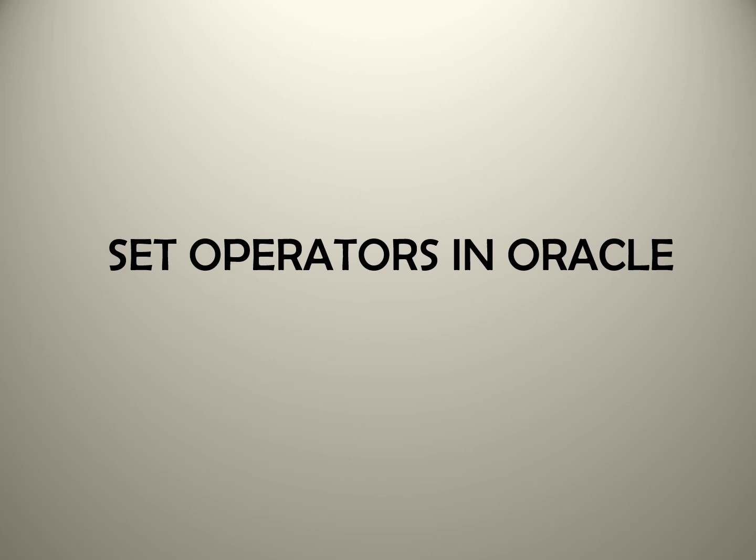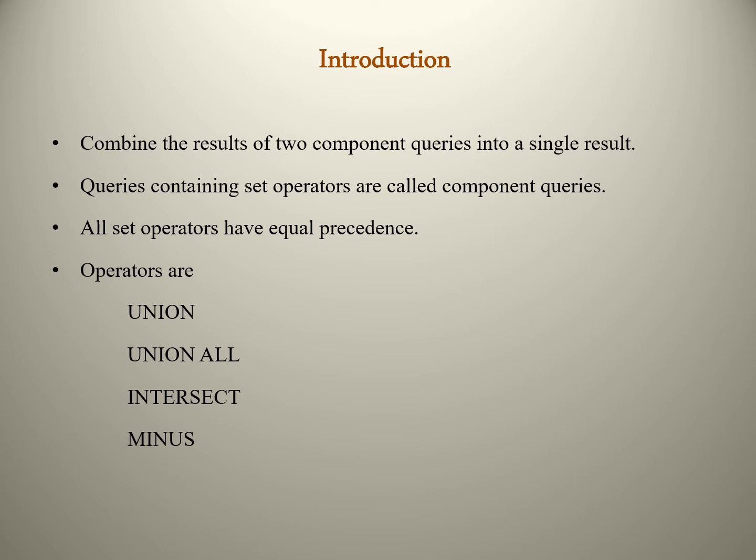In this e-learning tutorial, we are going to see about the set operators in Oracle. Set operators are used to join the results of two or more select statements into a single result. The queries containing the set operators are called component queries. All set operators have equal precedence. The operators available in Oracle are union, union all, intersect and minus. We are going to see them one by one in detail.